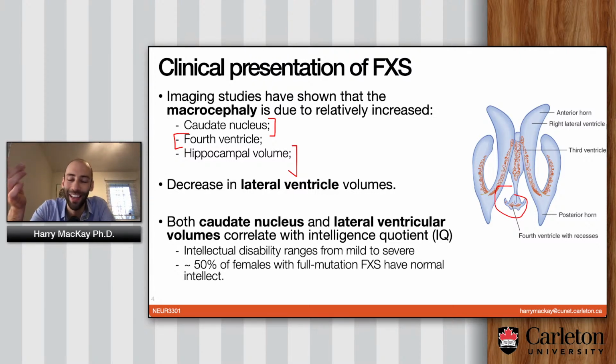I think efficiency is an operative word here. If you have extra neurons that aren't contributing meaningfully to the ongoing information processing in the brain, that's not going to be good for you, even though they're extra. And decreased lateral ventricle volumes. So the gray matter in some subcortical regions has expanded and pushed the lateral ventricles to be smaller. And the extent to which this happens is correlated with IQ, so that the more out of the normal range these volumes are, the lower your intelligence quotient tends to be. The range goes from mild to severe, but about half of the females with the full mutation Fragile X syndrome gene have about a normal intellect. So like I said, the presentation and the phenotype is a good deal less severe in females.